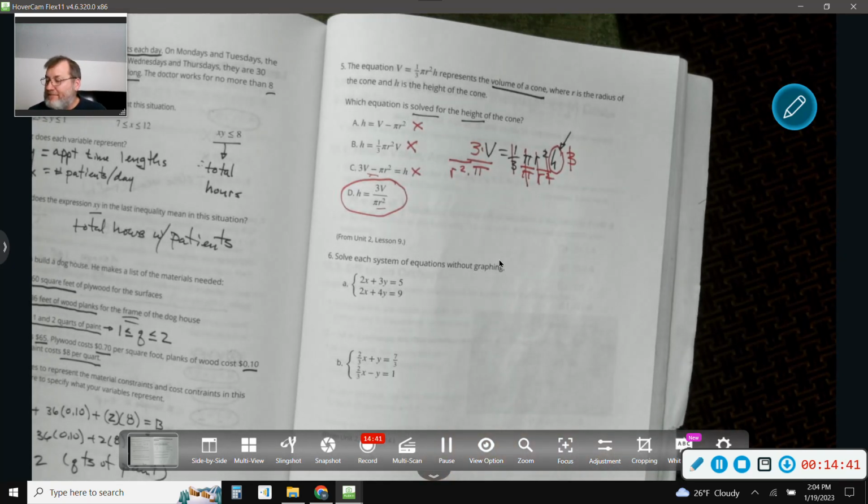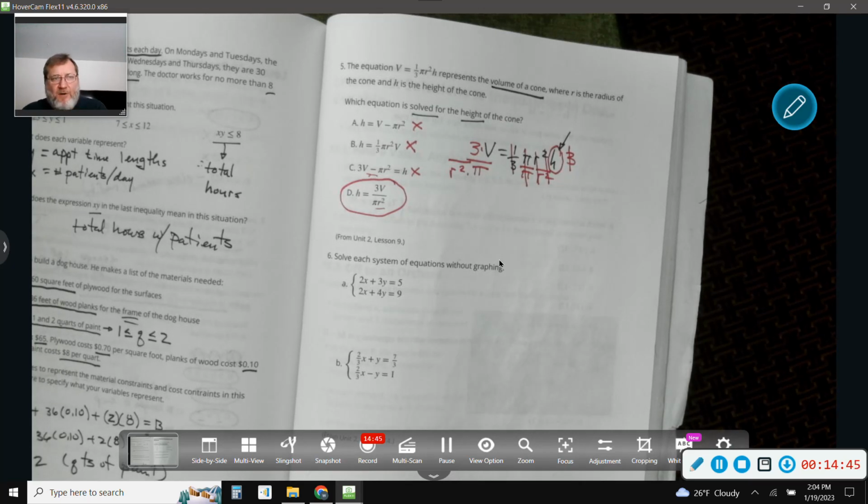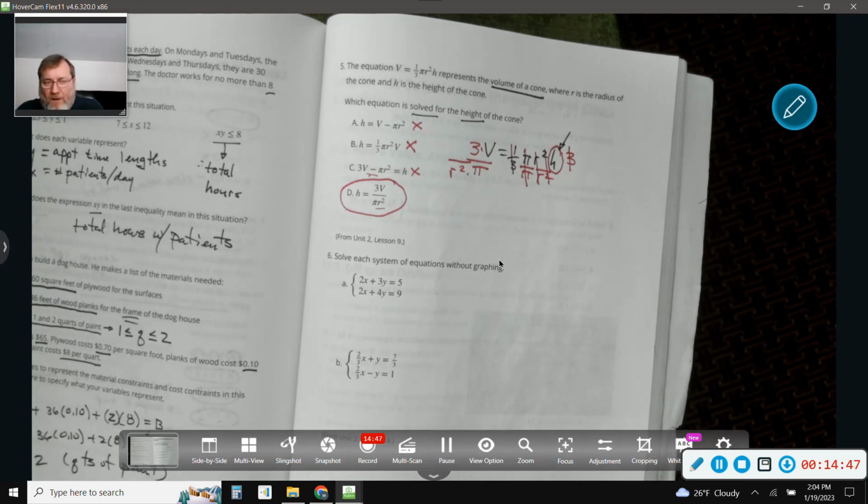Number 6, solve each system of equations without graphing. All right. So as you know, there are two big methods that we use to solve these. One is elimination, the other is substitution. Now on this one, I would say elimination is going to be a little bit easier, but you could certainly use substitution if you wish to. I'm just going to go through with one method.